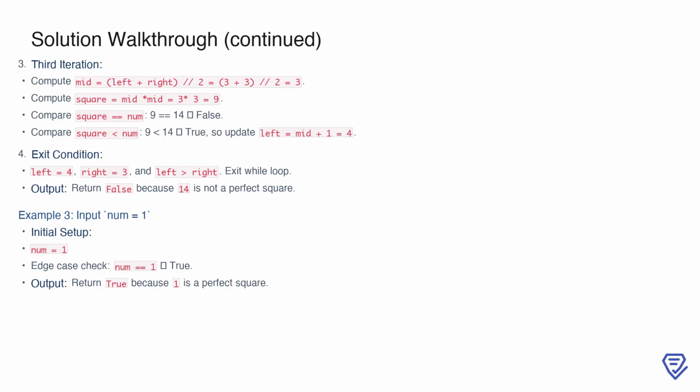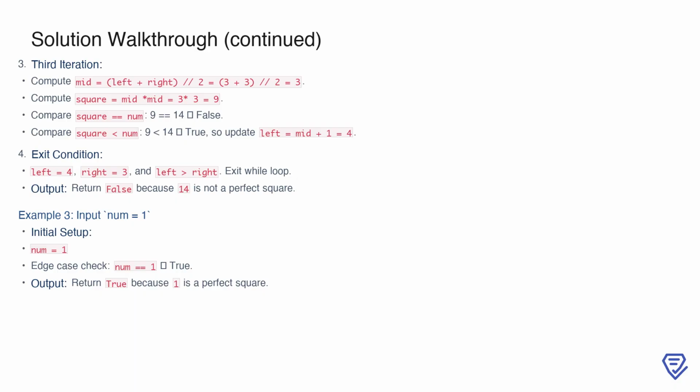At this point, our exit condition is met: left equals 4 and right equals 3, meaning left is greater than right. This signals that the loop terminates, and we conclude that 14 is not a perfect square. Thus, the function returns false.